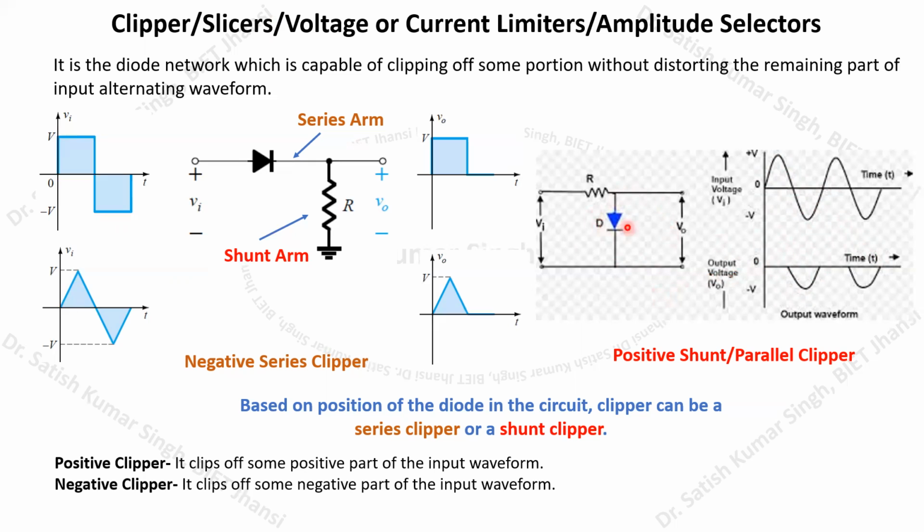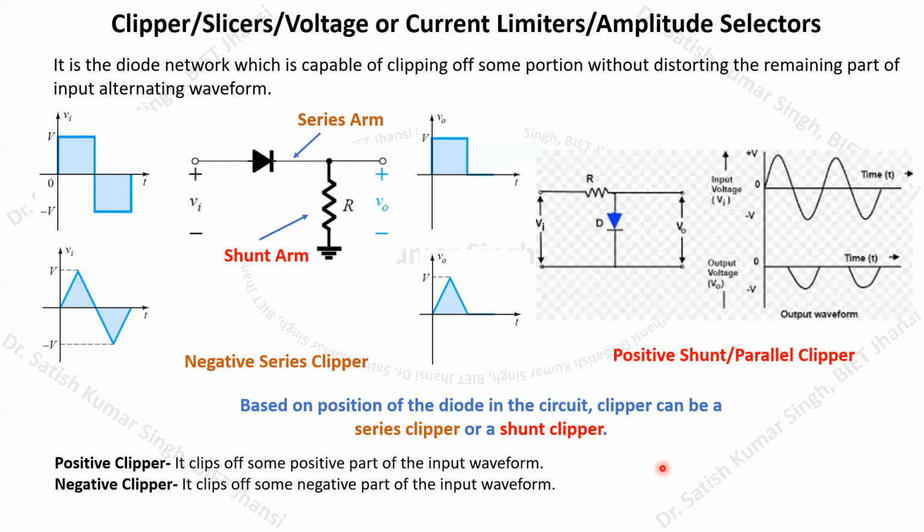Because this diode is connected in the shunt arm, or parallel arm, its name is given as the positive shunt or parallel clipper. So basically, based on the position of the diode in the circuit, whether it is connected in the series arm or shunt arm, we can have two different categories of clipper, known as the series clipper or shunt clipper. A positive clipper means it is clipping the positive part of the input waveform, and a negative clipper clips off the negative part of the input waveform.